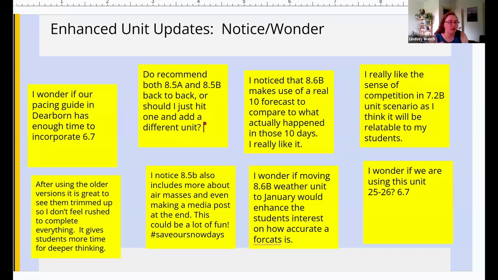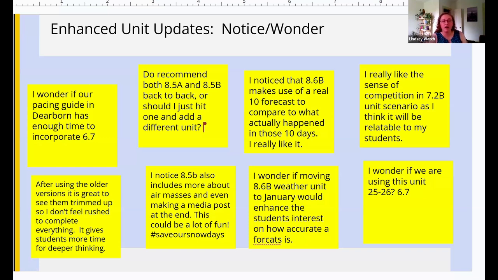Yeah, these are some great noticings and wonderings. I see one asking, do you recommend both 8-5A and B back to back? If you have the time, we encourage that because 8-5A is climate. That's going to help set the stage for the global movement of air, the Coriolis effect and things, which will help apply in 8-5B in the weather unit. So it really builds on those concepts.